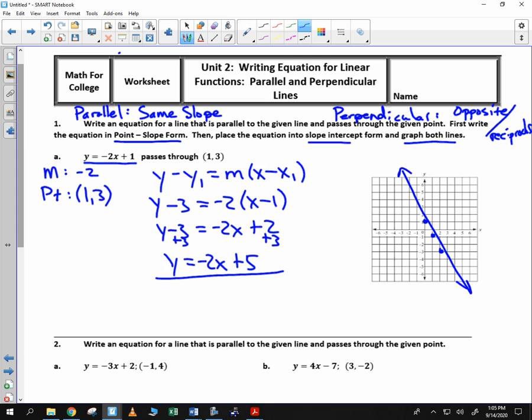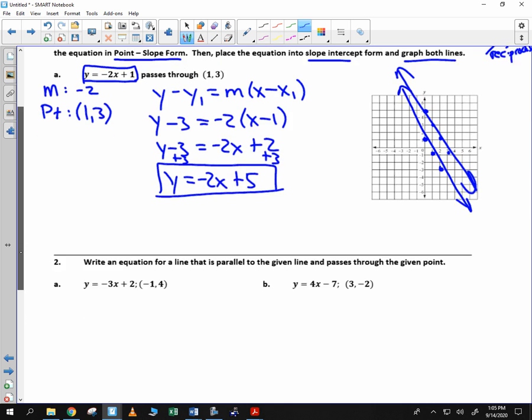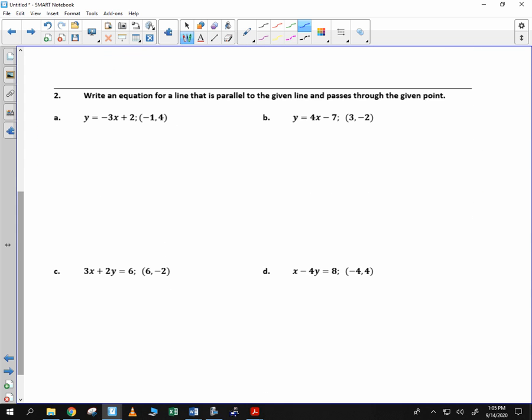So you can tell that this one passes through 5 and has a slope of negative 2. And so they should look like they are parallel. This is your new line that's parallel to the old one and passes through the point 1, 3. We'll do two examples here. We'll do letter A and we'll do letter D.